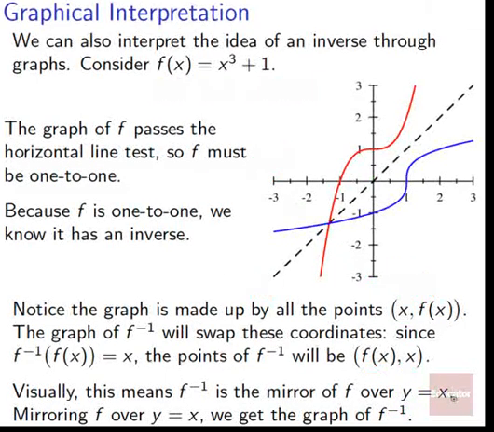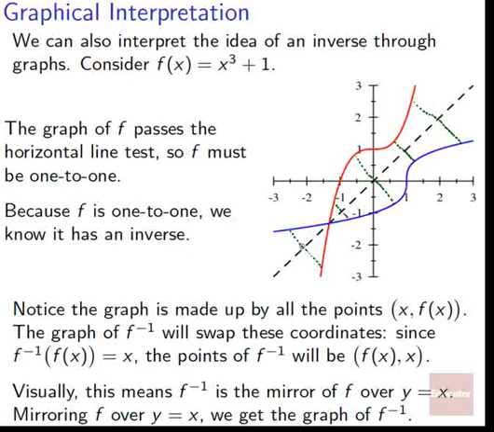So that means our picture, mirroring f over y equals x, we get the graph of f inverse, right? So we look at this, we mirror over it, and we get places like this, right? We see how we're just sort of bouncing across it.